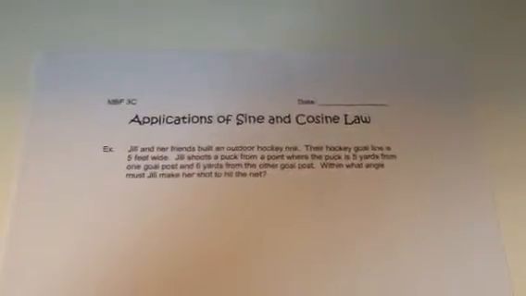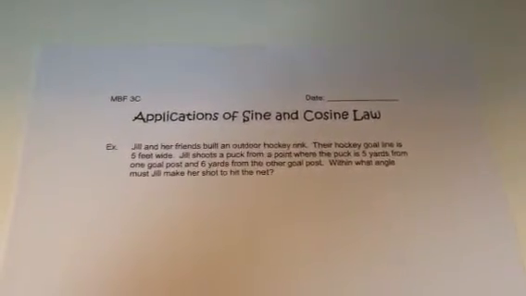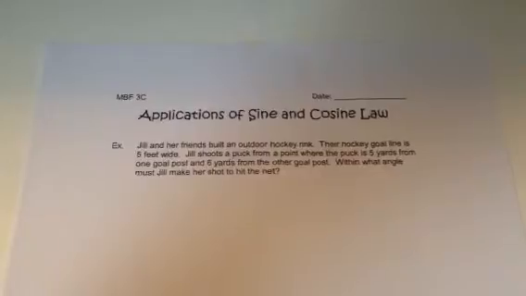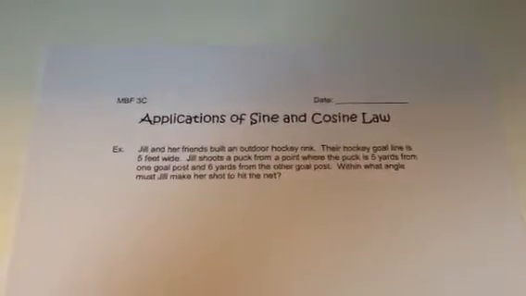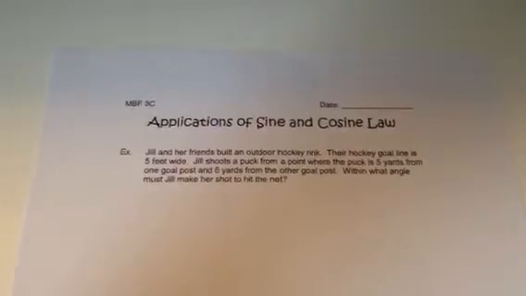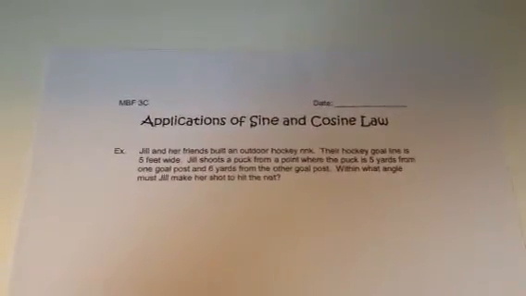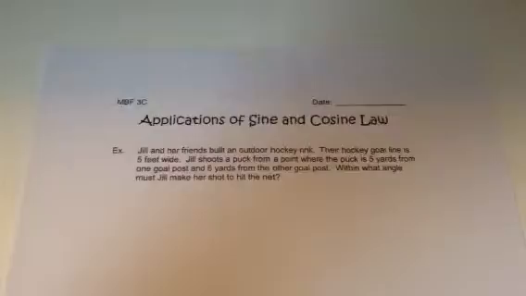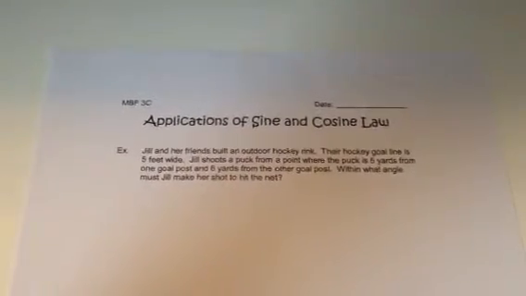The first one: Jill and her friends built an outdoor hockey rink. Their hockey goal line is 5 feet wide. Jill shoots a puck from a point where the puck is 5 yards from one goalpost and 6 yards from the other goalpost. Within what angle must Jill make her shot to hit the net?